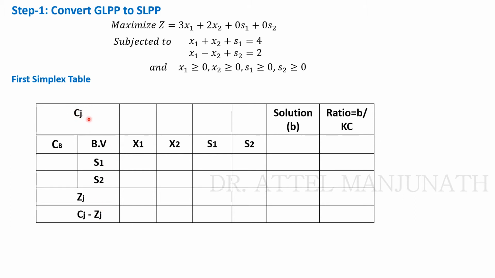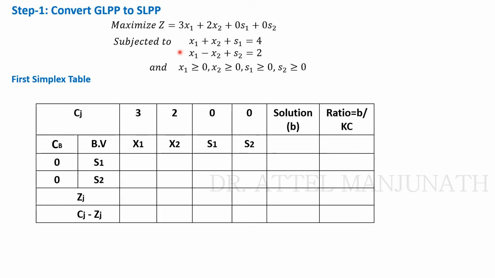Now, Cj represents the coefficients of the objective function. The objective function variables are written here: x1, x2, s1, s2. Now write down the coefficients of the objective function. For x1, what is the coefficient here? 3. Write 3 here, and similarly for x2 the coefficient is 2, write 2, and for the slack variables it is 0 and 0, write 0 and 0 here. Then for the slack variables taken as the basic variables, the current basic variable coefficients are 0 and 0 initially.